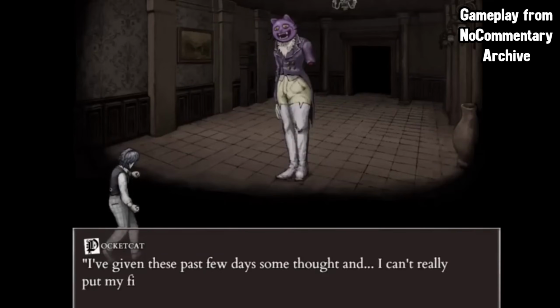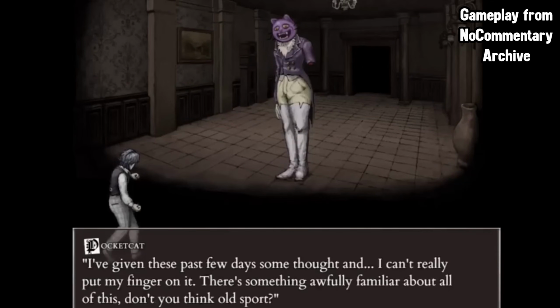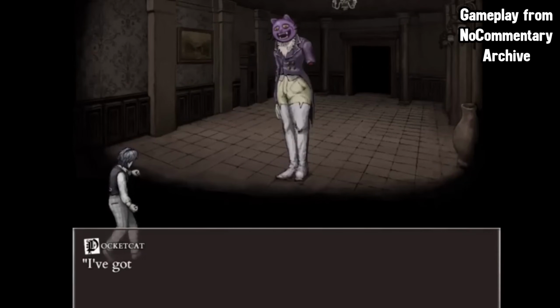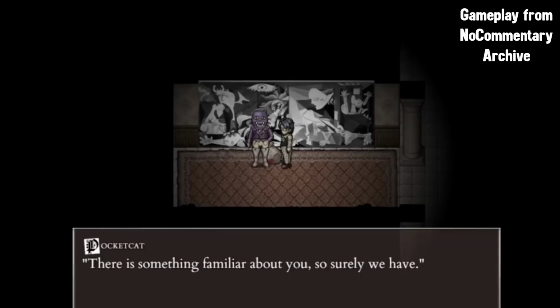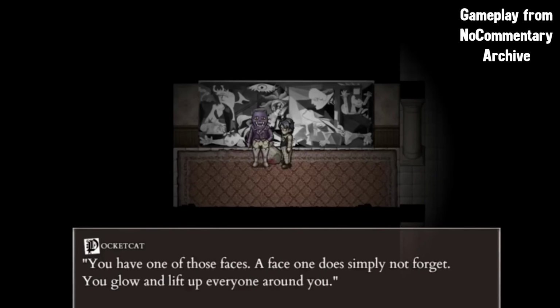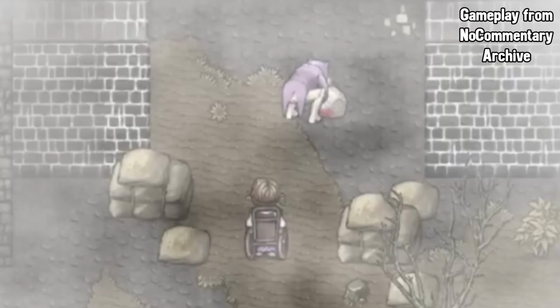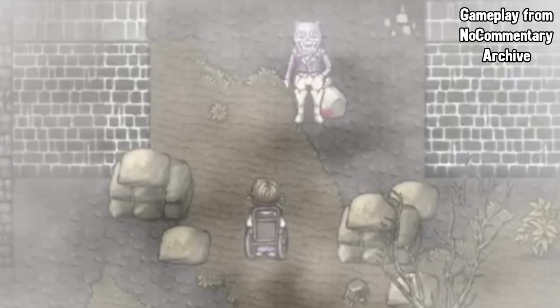This time, he doesn't ask for children, but asks for contestants' heads instead. If you give him contestants' heads, he will reward you with items. His main objective, it seems, is still to kidnap and hurt children, as this is the very first thing we see happen when we meet Pocketcat in Fear and Hunger 2.